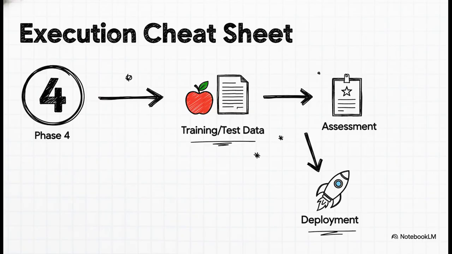So, if you're going to take anything away from this, here's your cheat sheet. Model execution is phase 4. Training data is the teacher, test data is the final exam, assessment is the report card, and deployment, well, that's when our model finally gets a real job.